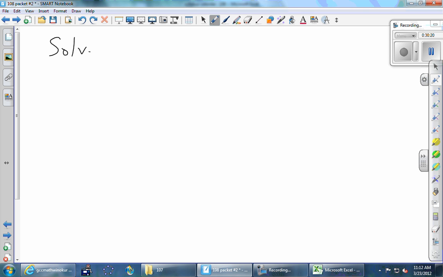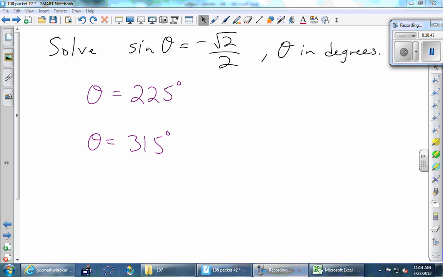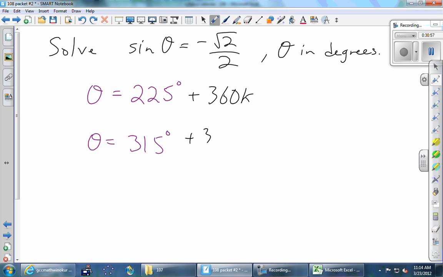Okay, with your neighbors, can you solve this equation? Sine of theta equals negative root 2 over 2, theta in degrees. Okay, so almost every group has a 225 and a 315 for the fundamental angles. And then again, we want all of them unless it specifies only tell me the ones between here and here. You've got to give me this plus 360k, and this plus 360k, k an integer.